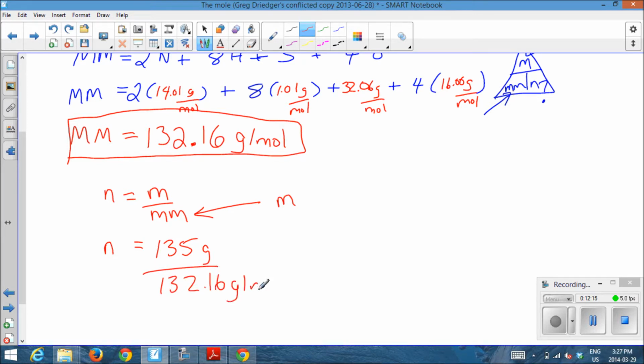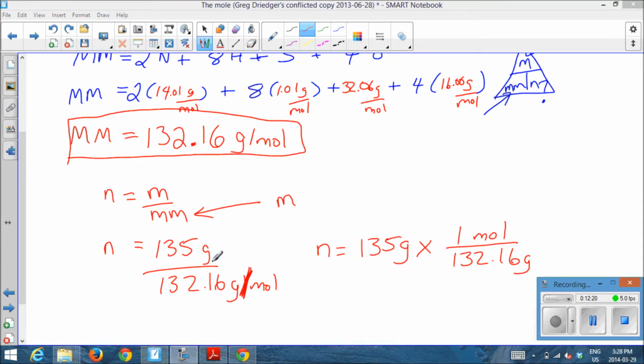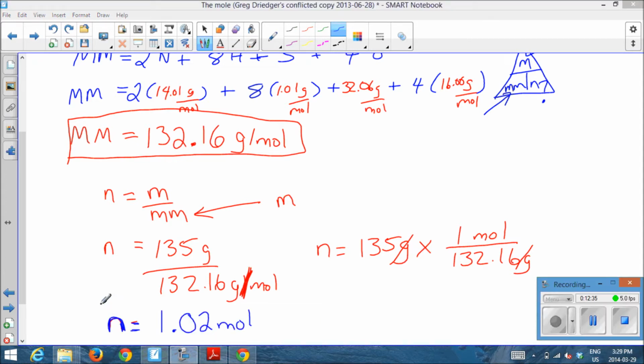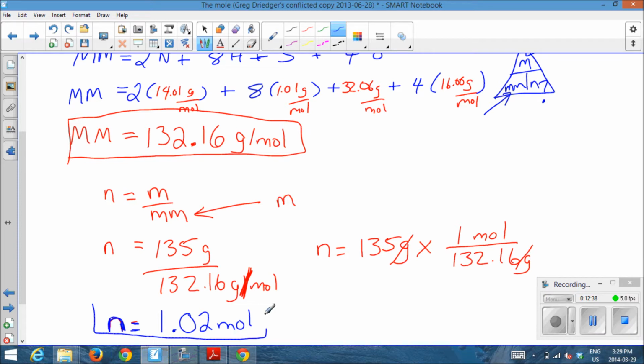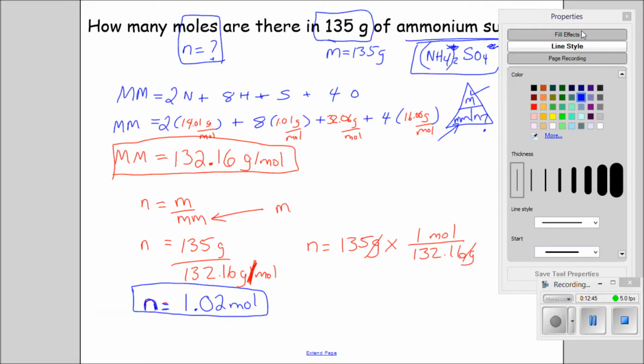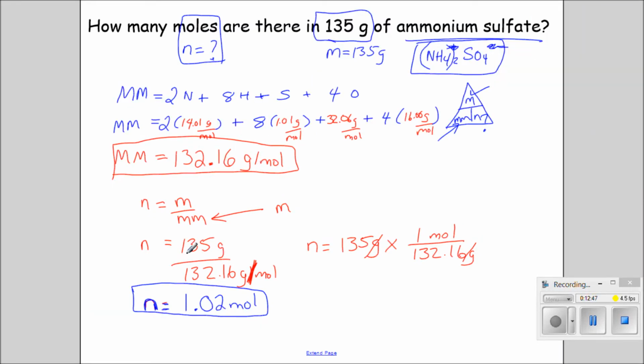And this can also be shown as the following. Because this is a whole number divided by a fraction, you can multiply by the reciprocal. And if you take a look, our units will cancel out. We get our units in moles. Calculate that out. 135 divided by 132.16. And the answer is 1.02 moles. So that was right what we estimated because we knew that the mass was 135. The molar mass is 132, so therefore we have around 1 mole.